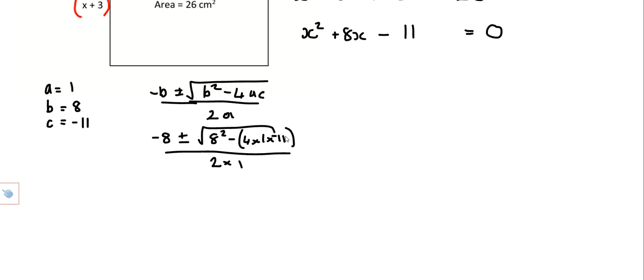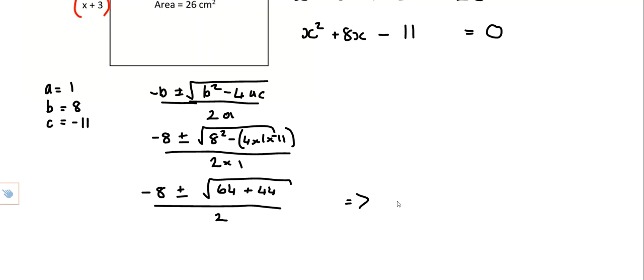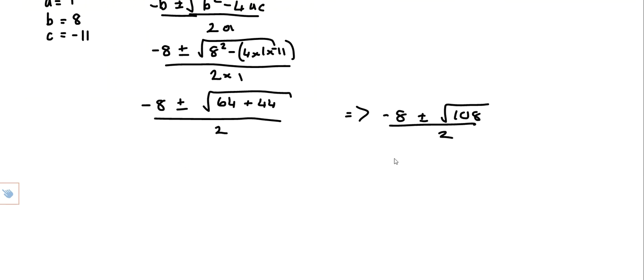Okay, so we're at this stage, so we've got -8 plus or minus the square root of 64 minus -44. So it's plus 44, all over 2. So I've got -8 plus or minus root 108 over 2. Well, 108 is 36 times 3, so that would be 6 root 3.